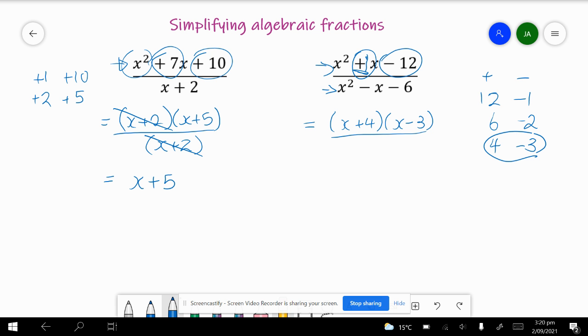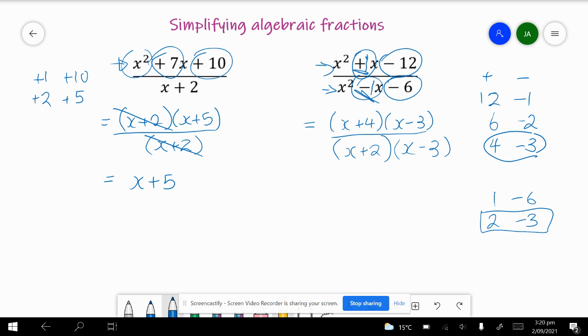Now we're going to do the same with the bottom line. We've got two numbers that multiply to get negative 6 and add together to get negative 1. So this time the negative number has to be bigger because we've got negative 1 there. So we can try 1 and negative 6. We could try 2 and negative 3. And you can see that 2 plus negative 3 equals negative 1. So that's what's going to go in my brackets, x plus 2 and x minus 3.